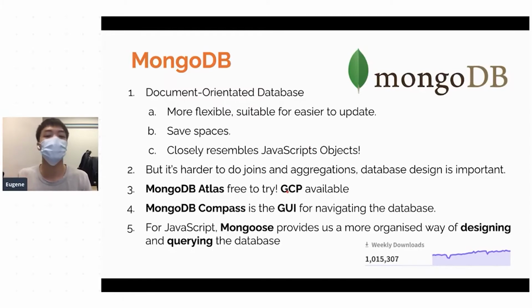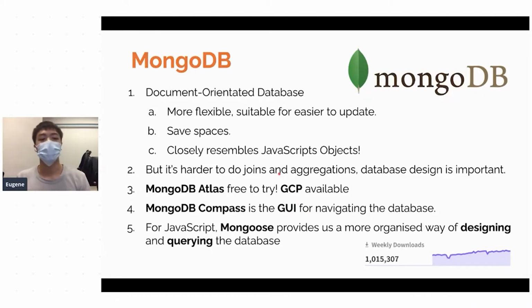But there are still some downsides. For example, it's harder to do joins and aggregation. Therefore, database design is extremely important. MongoDB Atlas is a free service, so you can try it. You can try it with the GCP version. And MongoDB Compass is a GUI for you to navigate between databases. You can create fields and do editing.